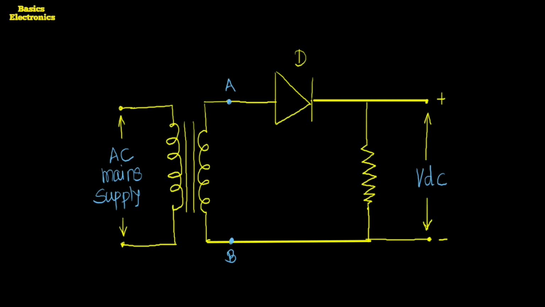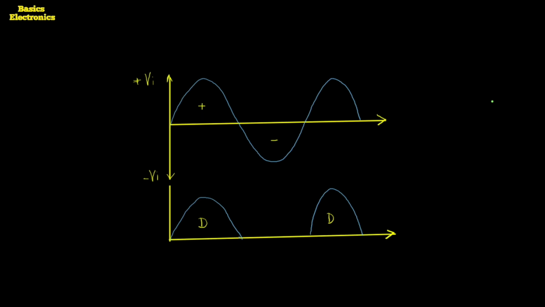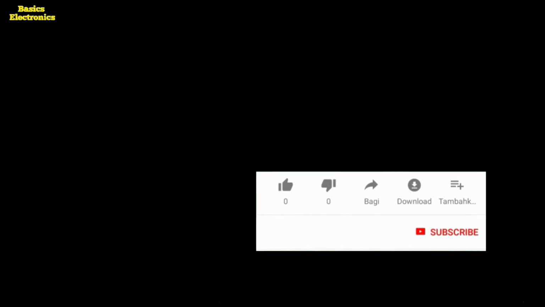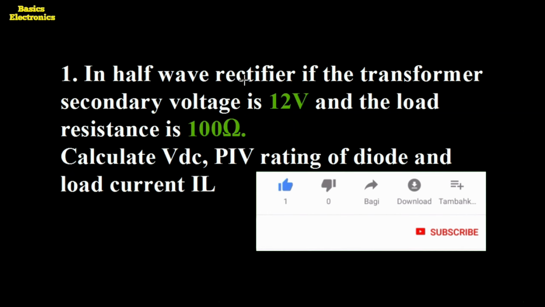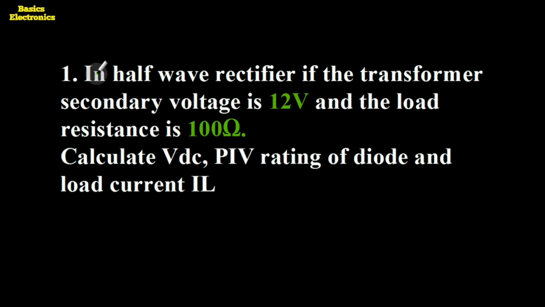We have to consider some examples, then you will get a very clear idea about the working of this half wave rectifier. These are the waveforms of the half wave rectifier. Once again we move towards the half wave rectifier circuit diagram and the waveform when we see the example. Here we have the first example, in which the half wave rectifier is mentioned and the transformer secondary voltage is 12 volts.